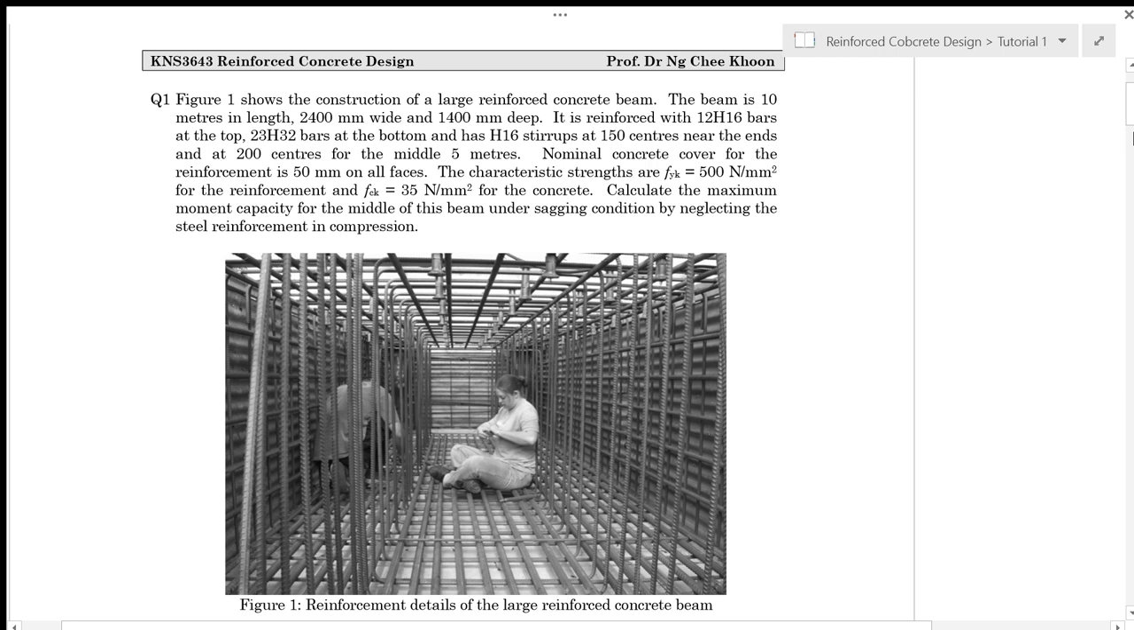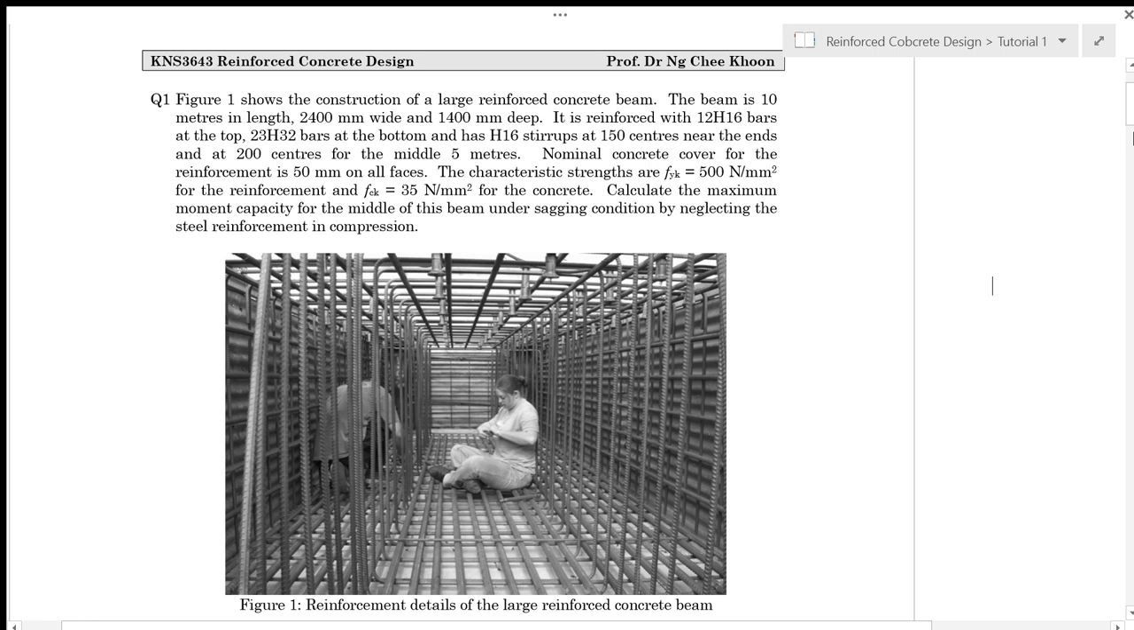In this video, I'm going to give you the tutorial solutions for tutorial 1. So now let us look at question 1. Figure 1 shows the construction of a large reinforced concrete beam. The beam is 10 meters in length, 2400 mm wide and 1400 mm deep.